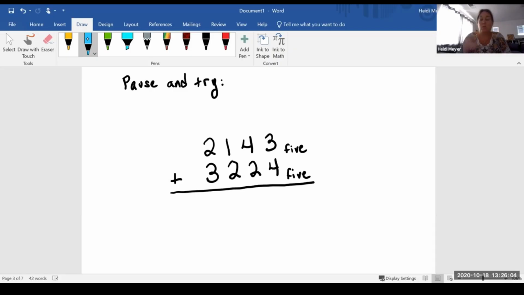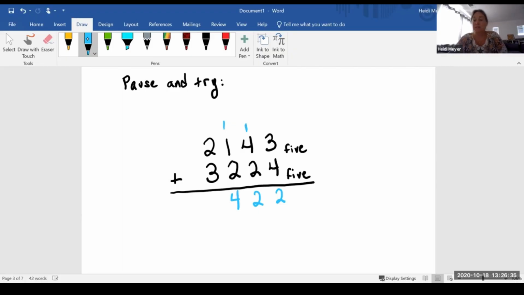So the ones place, we've got 3 plus 4, that is 7, which is 2 plus a group of 5, which carries. Oh, 1 plus 4 plus 2, that's also 7, which is a group of 5 plus 2 more. So the 2 stays, and you carry the group of 5. We have 1 plus 1 plus 2, which is 4. That's less than 5, so there's no carry.